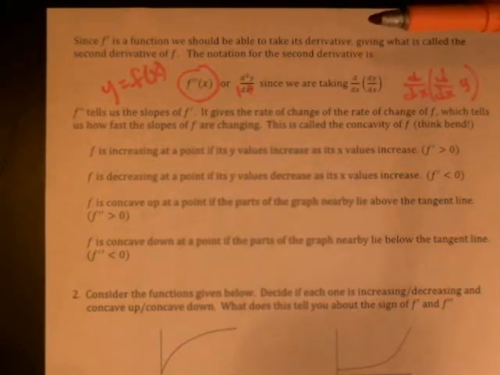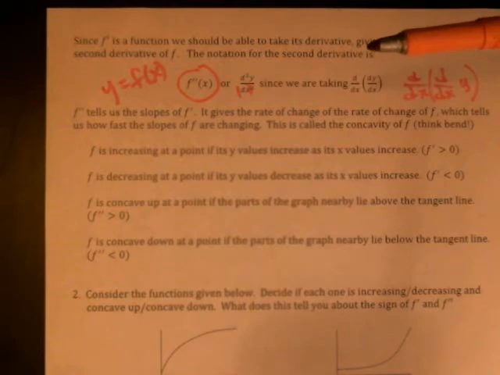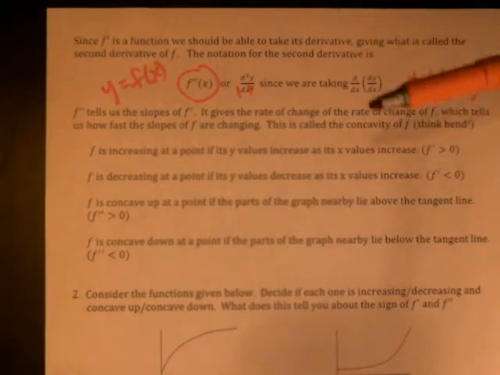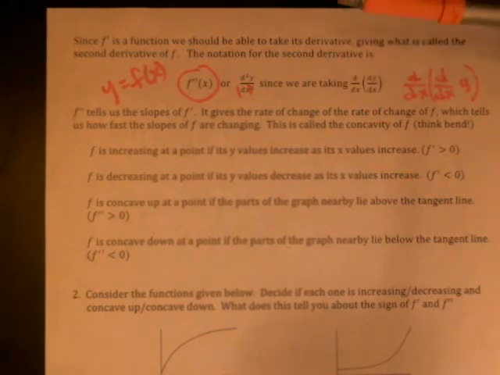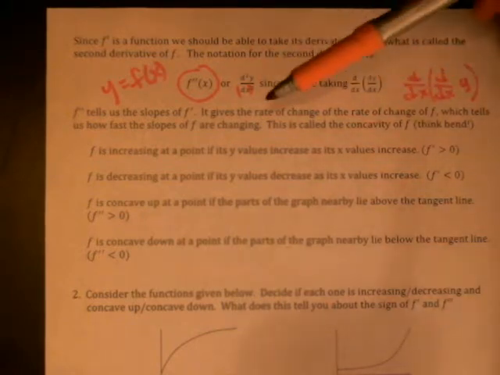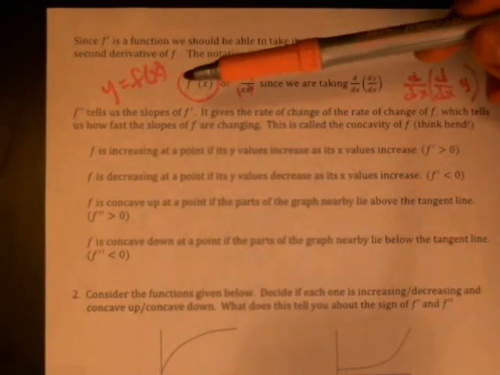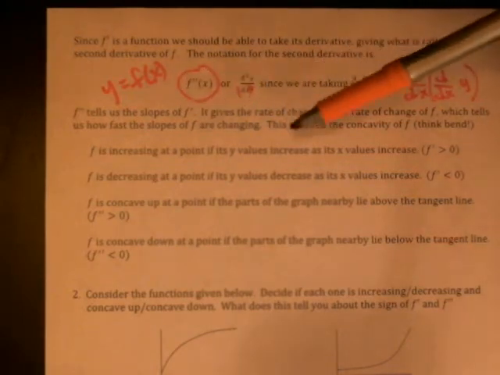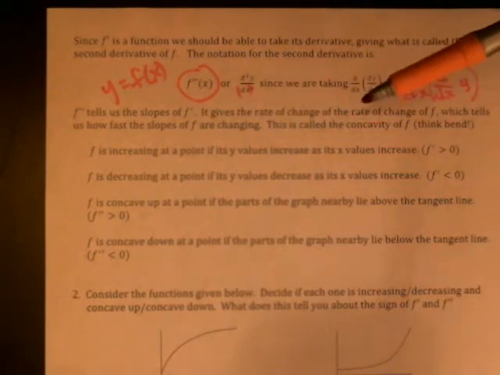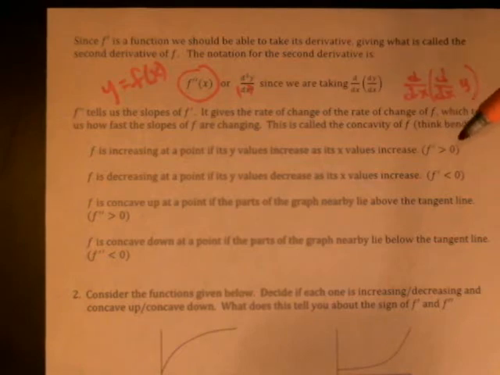The second derivative function tells us about the slopes of the first derivative function. So basically it's telling us how quickly the slopes of the original function are changing. So it's like the slopes of the slope function. It's the rate of change of the rate of change of f. So it's telling us if the slopes are increasing or decreasing, and the end result of that is concavity, which we mentioned in the last problem as well, so which direction it's bending.